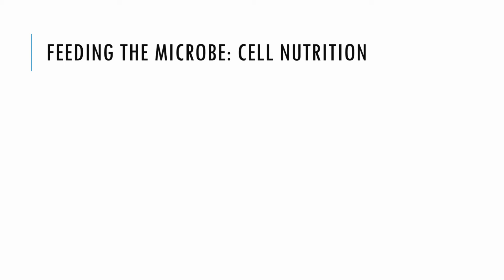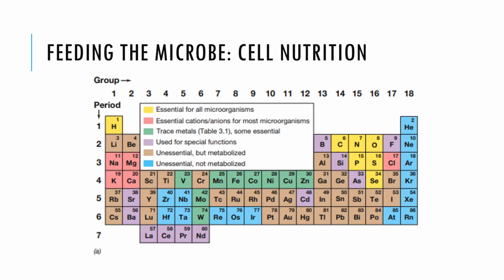Feeding the microbe. Cell nutrition. Because the metabolic capacities of microbes differ, their nutrient requirements also differ. However, all microbes require a core set of nutrients. Some nutrients, called macronutrients, are required in large amounts, while others, called micronutrients, are required in minute amounts. Just a handful of the chemical elements predominate in living systems: hydrogen, oxygen, carbon, nitrogen, phosphorus, sulfur, and selenium.